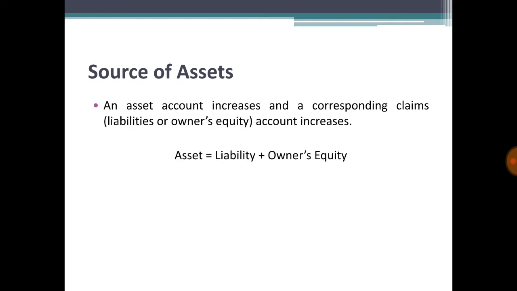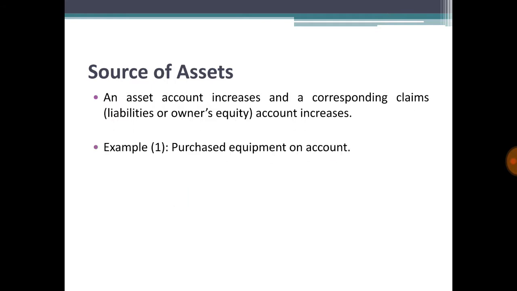If we are going to take a look at our accounting equation, which is asset is equal to liability plus owner's equity, if an asset account increases, then a corresponding liability or an owner's equity account also increases. So what are examples of transactions that involve the source of assets? First, purchase equipment on account.